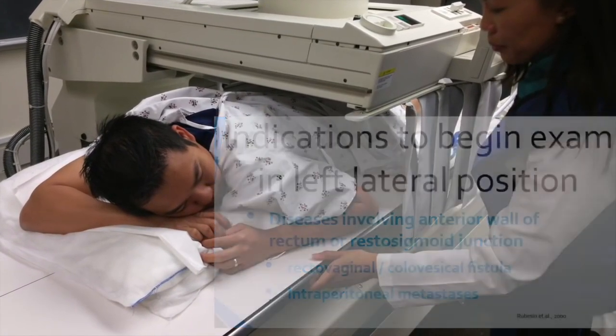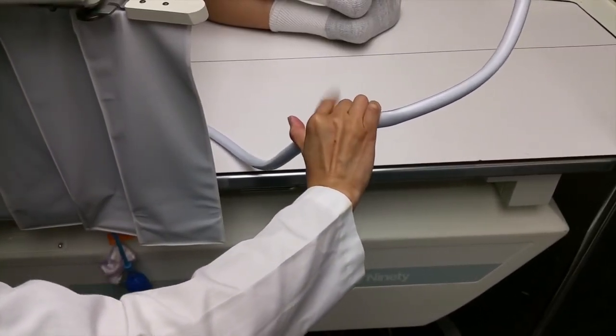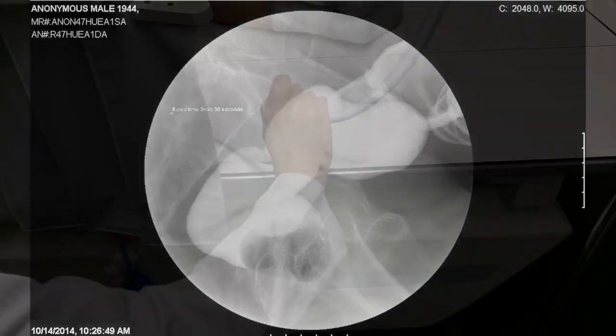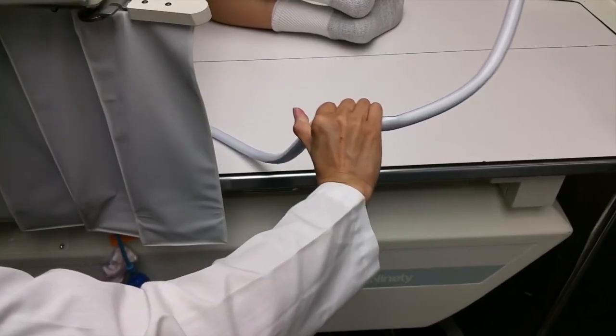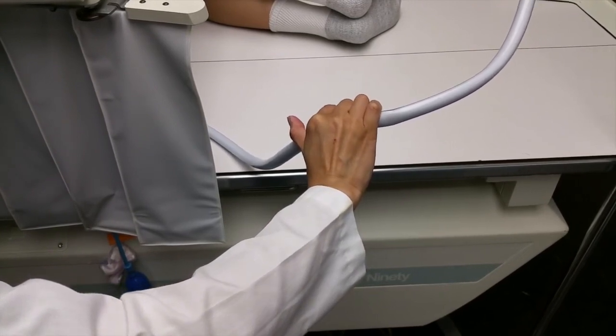I like to control the barium flow by unpinching the tube with my right hand. I can slow or stop the barium by pinching the tube. At the same time, I'm able to watch the monitor and control the image intensifier with my left hand. The tube is only opened partially because a rapid distension of the rectum will increase the patient's urge to defecate.